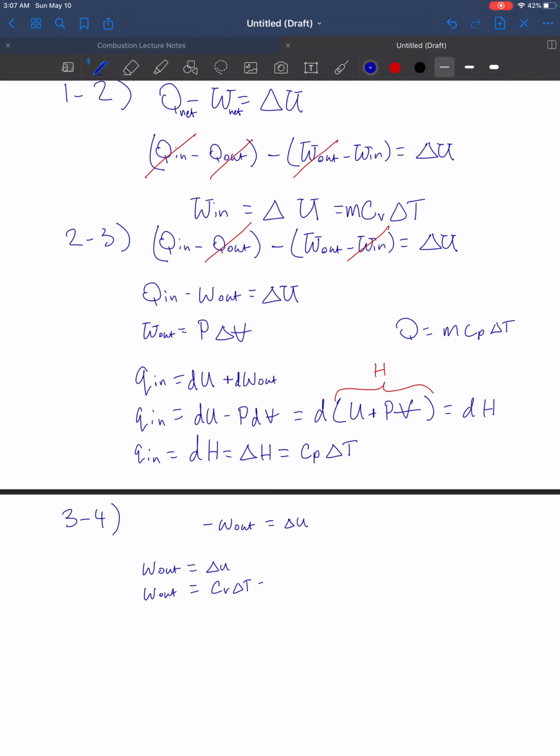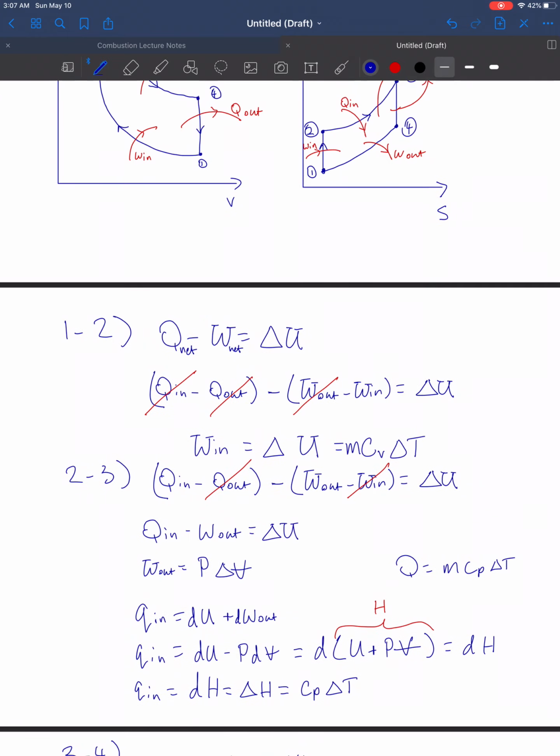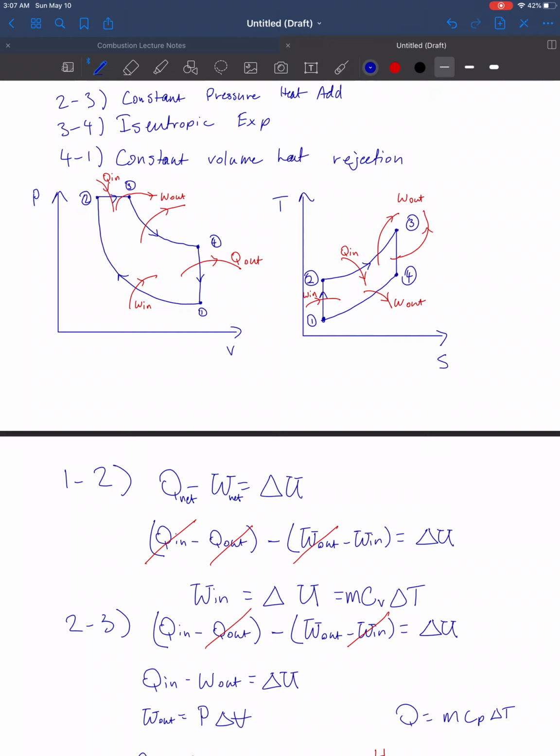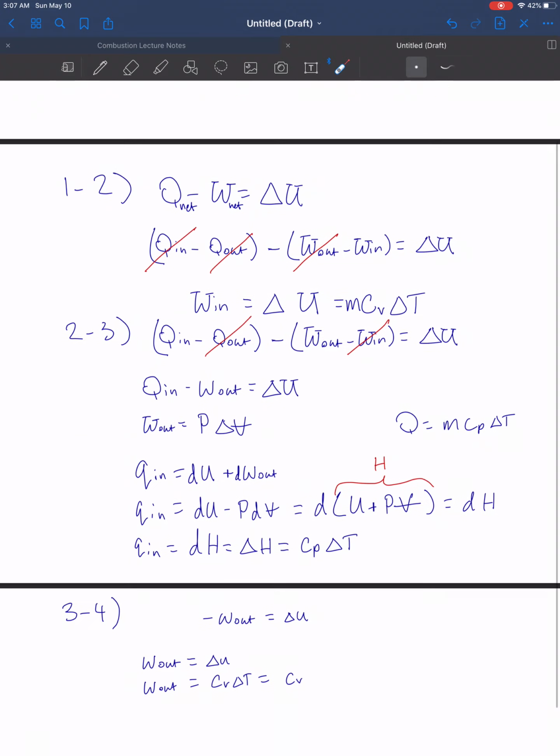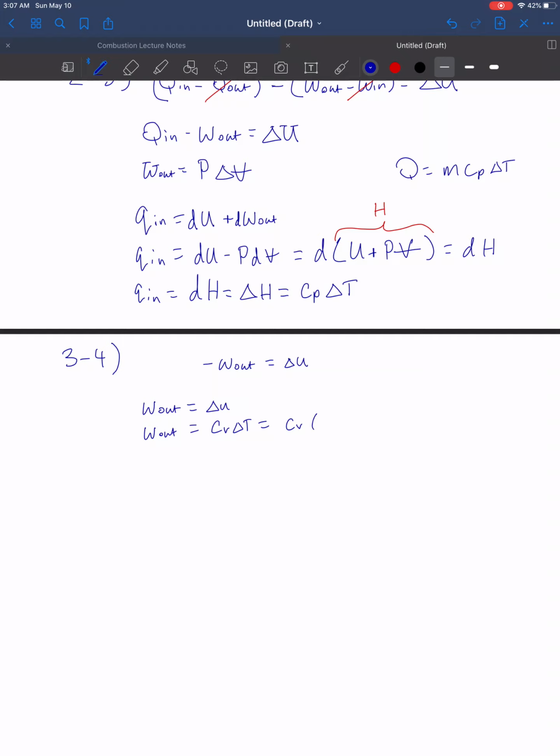So our work out is normally CV delta T, which is CV times T, the last one minus the first one. But what we might end up finding is that for 3 to 4, you can see that T3 is a higher temperature than T4, right? So the only way for us to end up with a positive is T3 minus T4. And you can see this here, right? This is actually equal to negative delta U, once we divide by negative 1. So that delta U, which is normally equal to T4 minus T3, becomes a negative. So that negative delta U is T3 minus T4. And that's how we get that, okay?